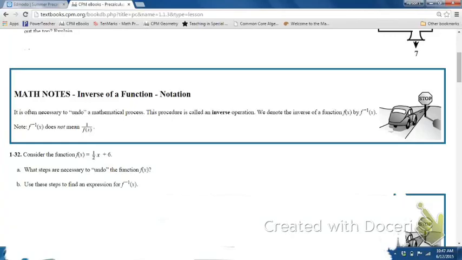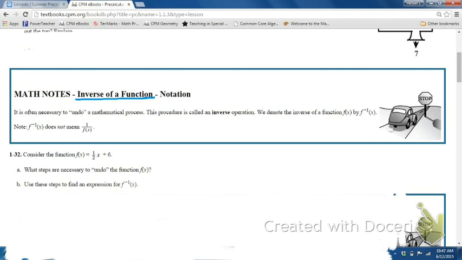This is video number 2, inverses of a function. So again, take notes on everything that I'm highlighting and writing down. All right, the inverse of a function. You guys should have covered this in Algebra 2, which is why I'm doing it as a video, so we can just review it real quick.